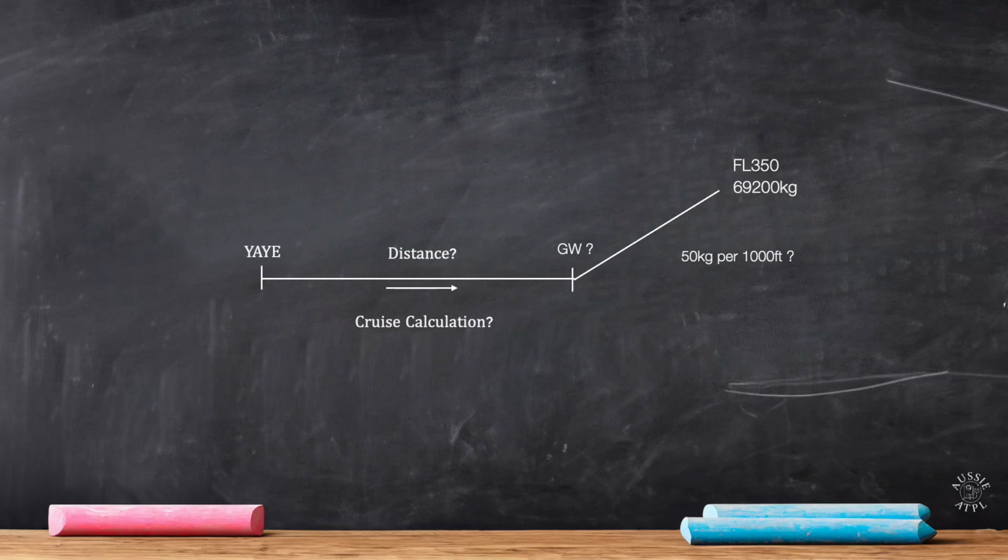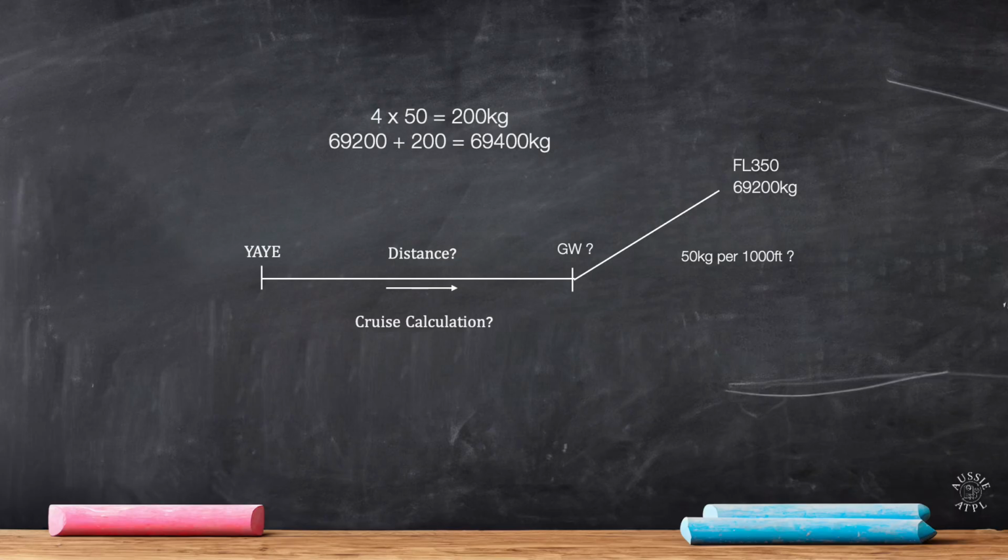50 kilos per 1,000 feet gives us 200 kilos. 69,200 minus 200 kilos gives us, oh, sorry, plus 200 kilos. That's a trap you need to watch out for as well. Make sure you add this on, as we'll be burning the 200 kilos in the climb. So the weight that we need to get to is 69,400 kilos.